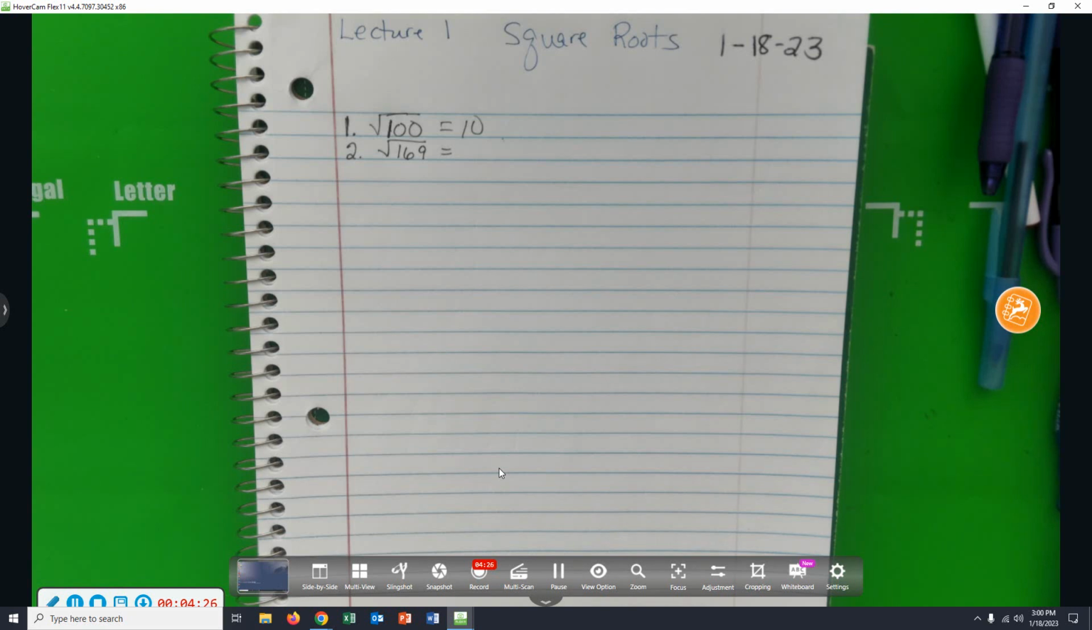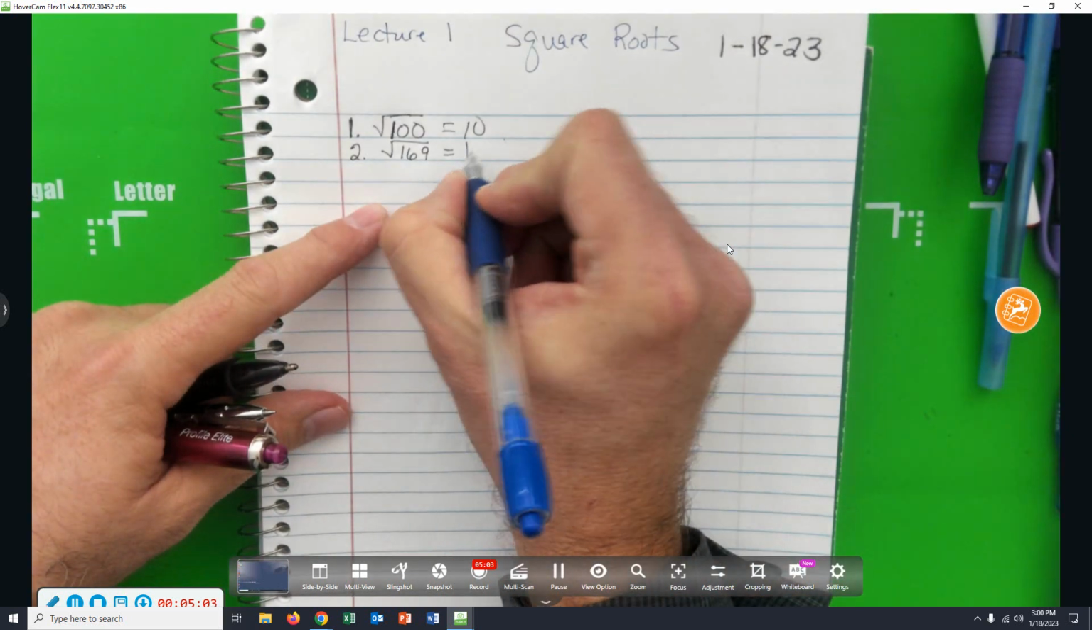Can someone tell me what number you multiply by itself to get 169? I'll give you a hint. It's bigger than 12, because 12 times 12 is 144. 13 times 13 is not on the multiplication table. But if you have a little calculator and you punch it in, does anyone have an idea what 13 times 13 is? Someone with the calculator? Is it 169? Yeah. The square root of 169 is 13.